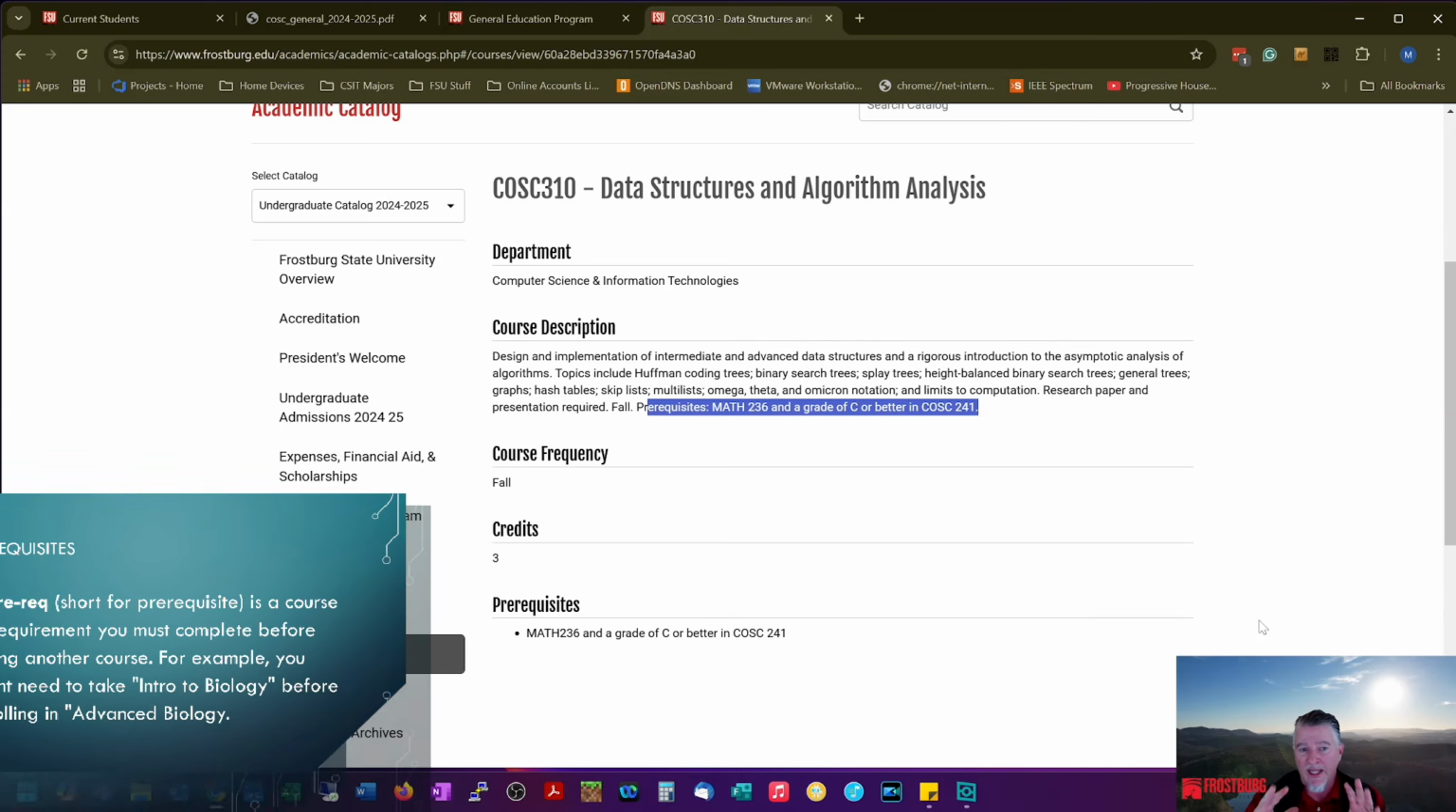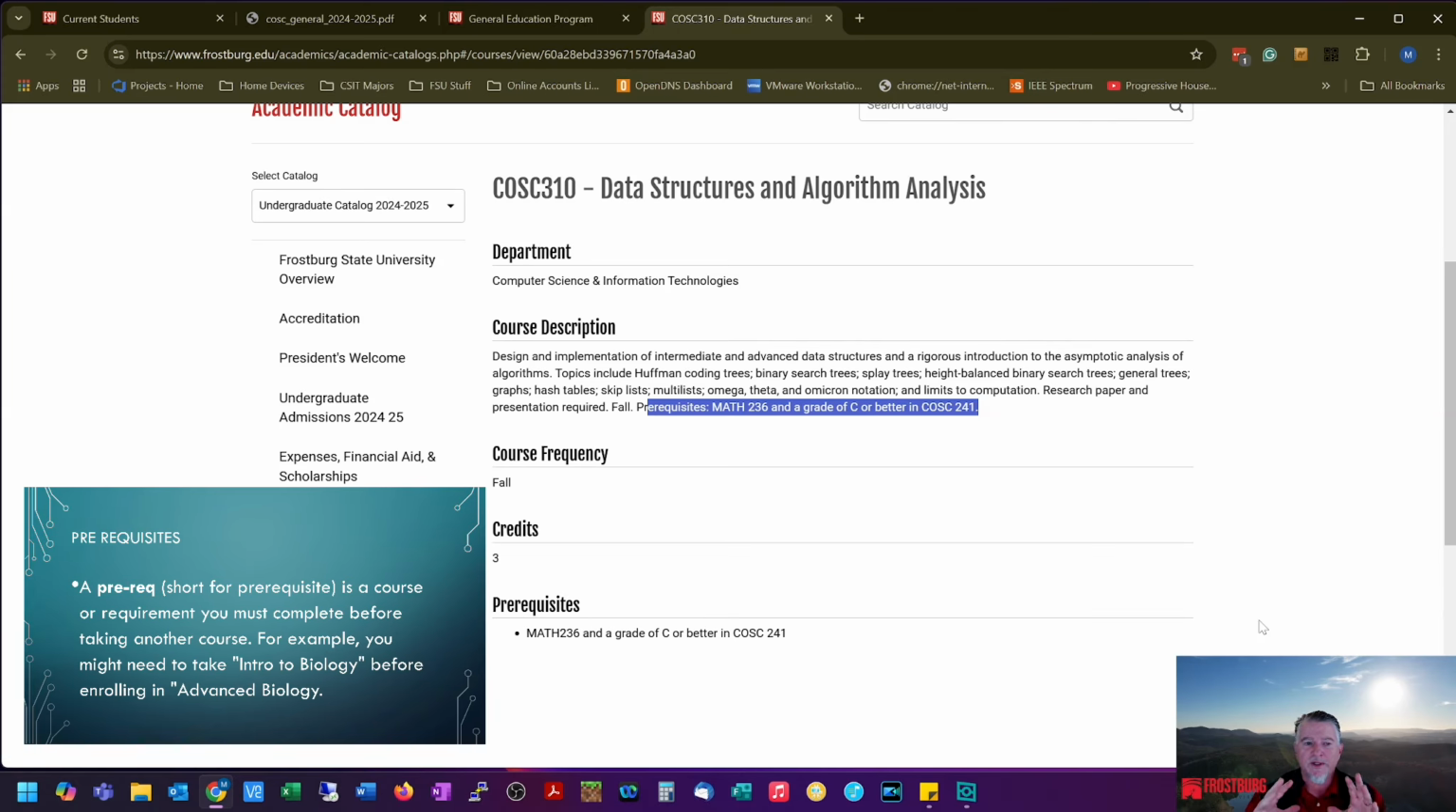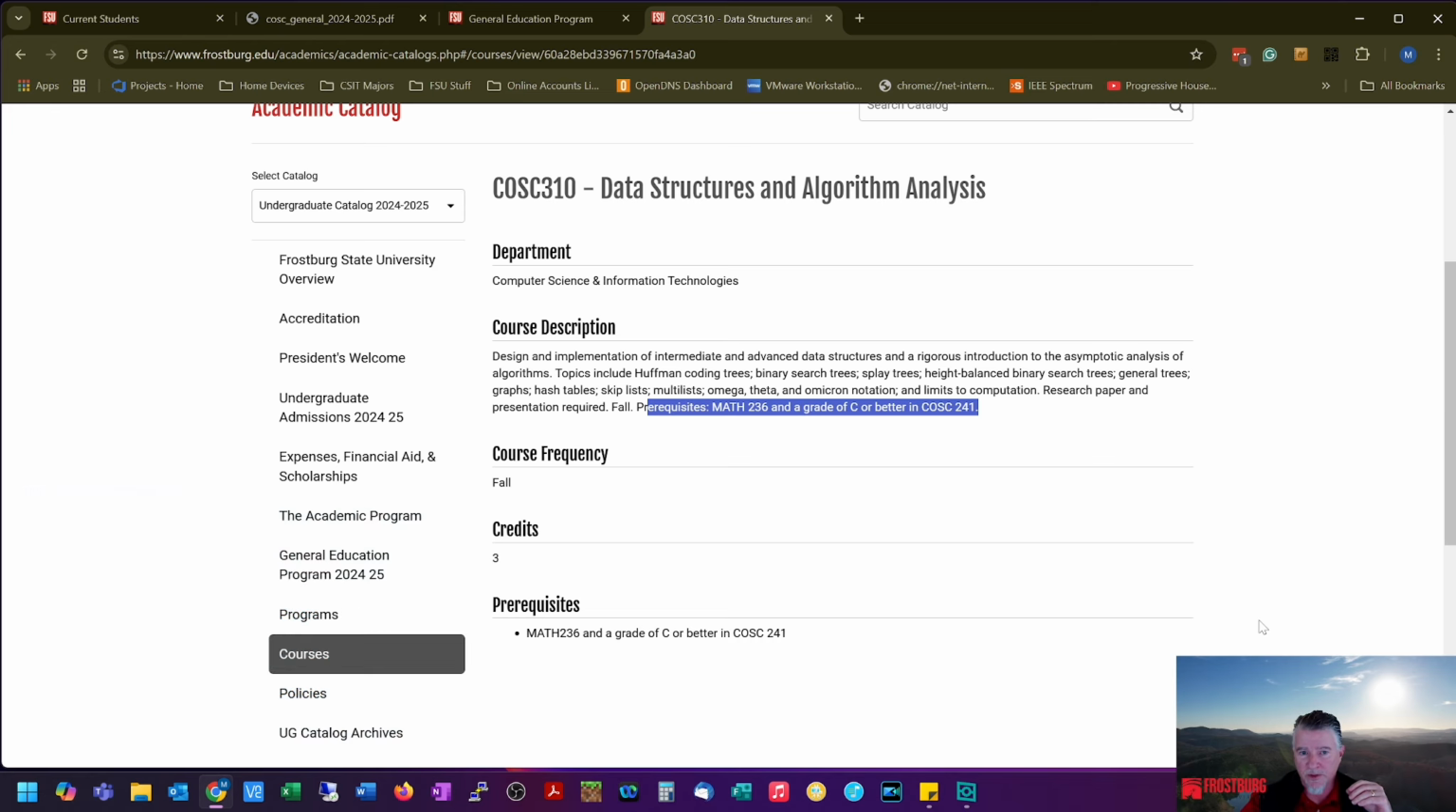We don't put them in there lightly. We put them in there saying, look, you need to have Computer Science 241 before you can be successful in Computer Science 310. And you really need Calculus 1 to be able to understand some of the concepts that are in here. And also some of the problem-solving skills that come with Calculus 1 to be able to understand advanced data structures, especially when we start getting to hash tables and things of that nature.